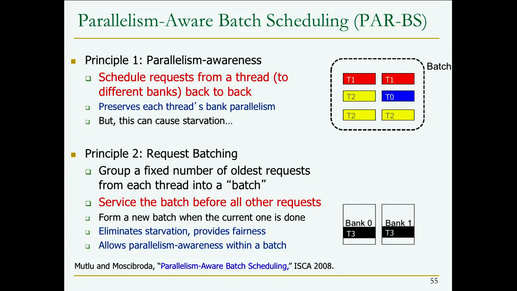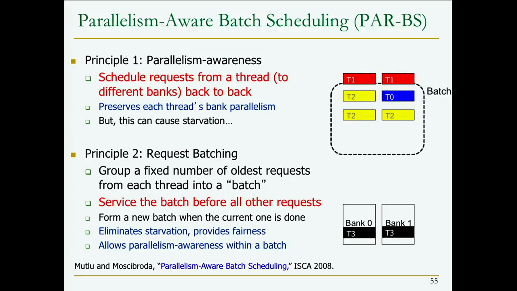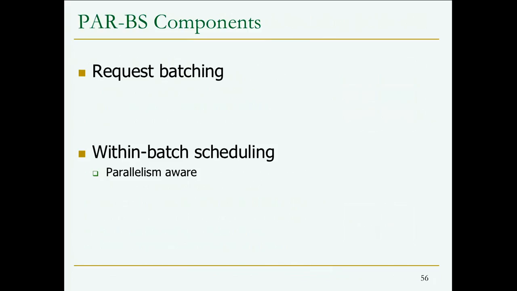And once this is done, you form a new batch. Basically, you ensure that this batch is done, which gives you a very clear bound of non-starvation, and then move to the next batch. And within the batch, you exploit parallelism. Okay? That's the idea. So, of course, there are details, and we will go into those details a little bit more. So we have 2 components, request batching, which is a really general component.